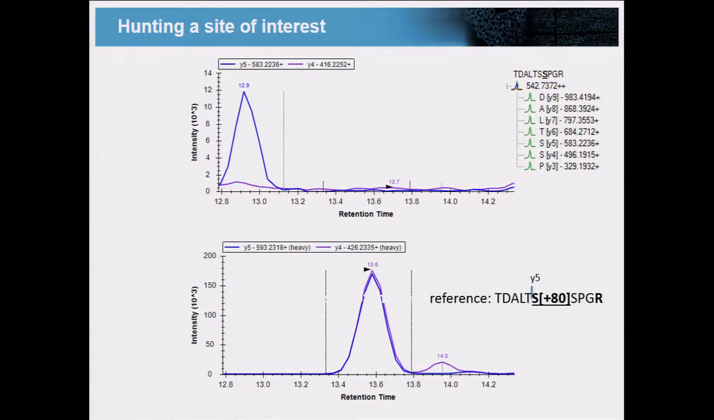And I don't have the slide with me, but we validated this case, and then we reordered another reference peptide and got the localization correct. But you see here how we can use both retention time and specific, or play around with these determining ions to try and pinpoint localizations.